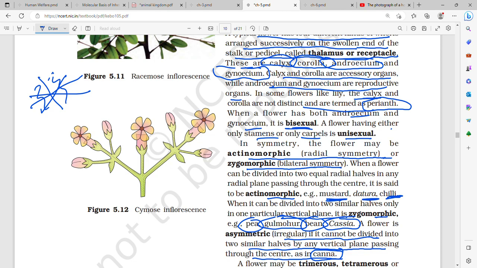So a flower that can be divided into equal radial halves is actinomorphic: mustard, datura and chili. When it can be divided into two similar halves only in one particular plane, that is bilaterally symmetrical or zygomorphic: pea, gulmohar, bean, cassia. Asymmetric cannot be divided in any plane. Example is canna.